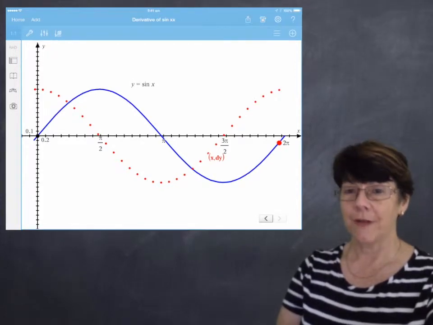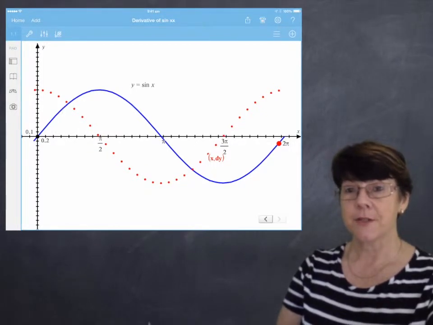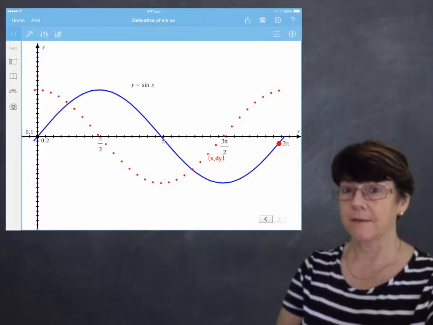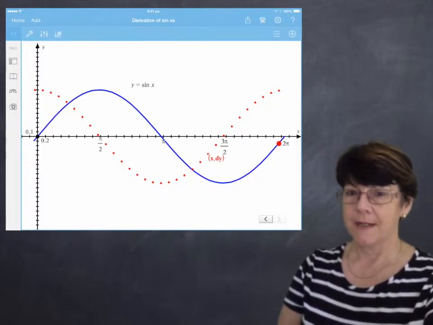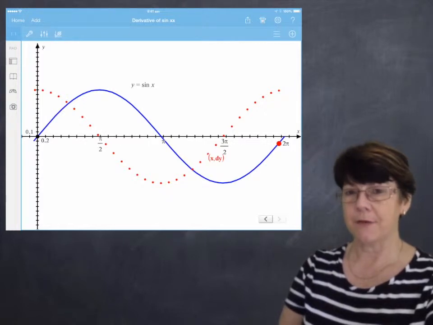The new graph has the same shape as the graph of cos x, so the derivative of sine x is equal to cos x. The graph of cos x is drawn for the same domain as the graph of sine x and has the same period.